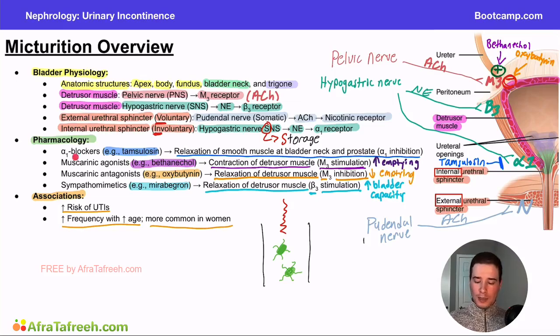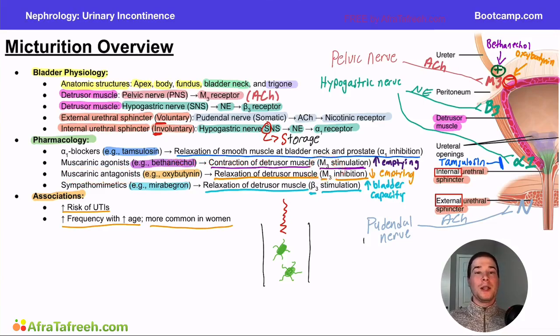Remember, classic alpha-1 receptor blocker includes tamsulosin, most commonly for BPH. It's going to inhibit the alpha-1 receptors, leading to relaxation of the areas around the bladder. We also have our muscarinic stimulators and inhibitors. These include things like our muscarinic agonist and our muscarinic antagonist. Remember, these act at the M3 receptor, M being for muscarinic.